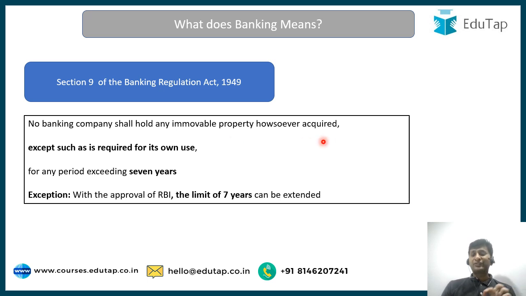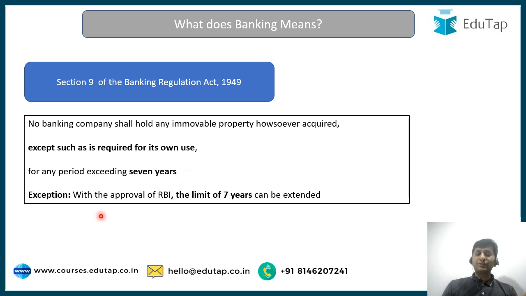Howsoever acquired, irrespective of the means of acquiring it, no banking company shall hold any immovable property for a period exceeding 7 years, except such as is required for its own use. So if a banking company wants to hold a building for more than 7 years, but it is not required for its own use, then that is not allowed. Any banking company shall not hold any immovable property for more than 7 years, except when it is using that property for its own use.